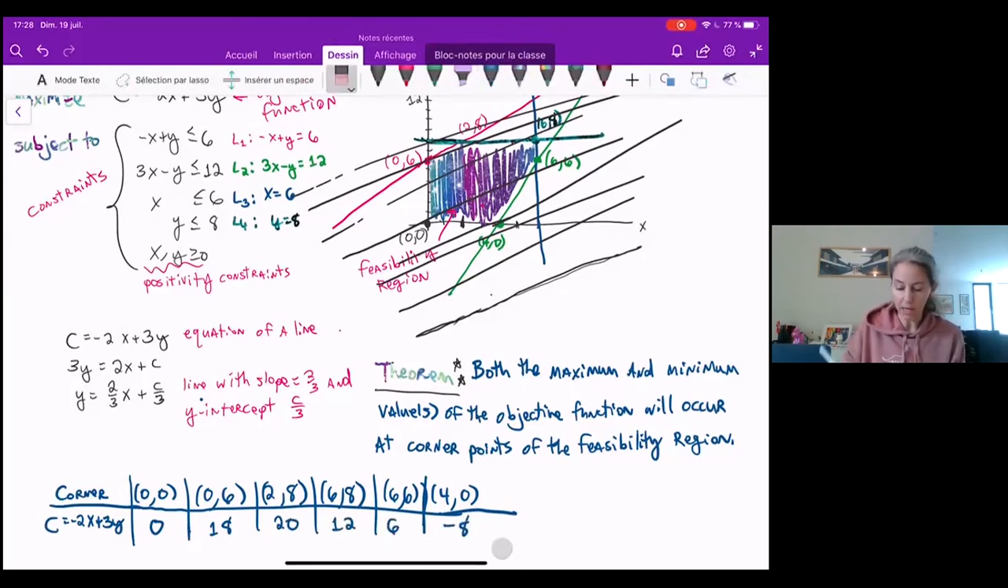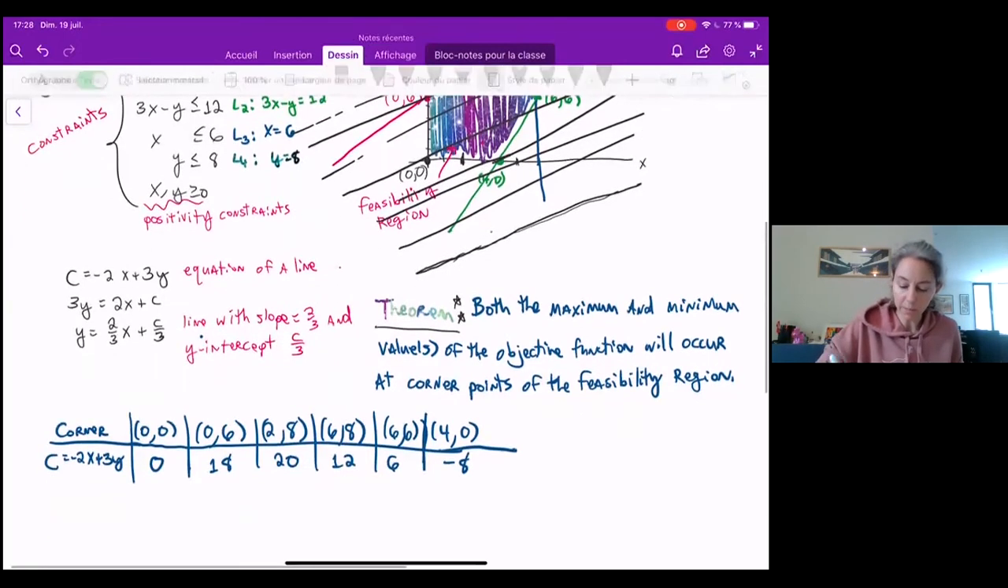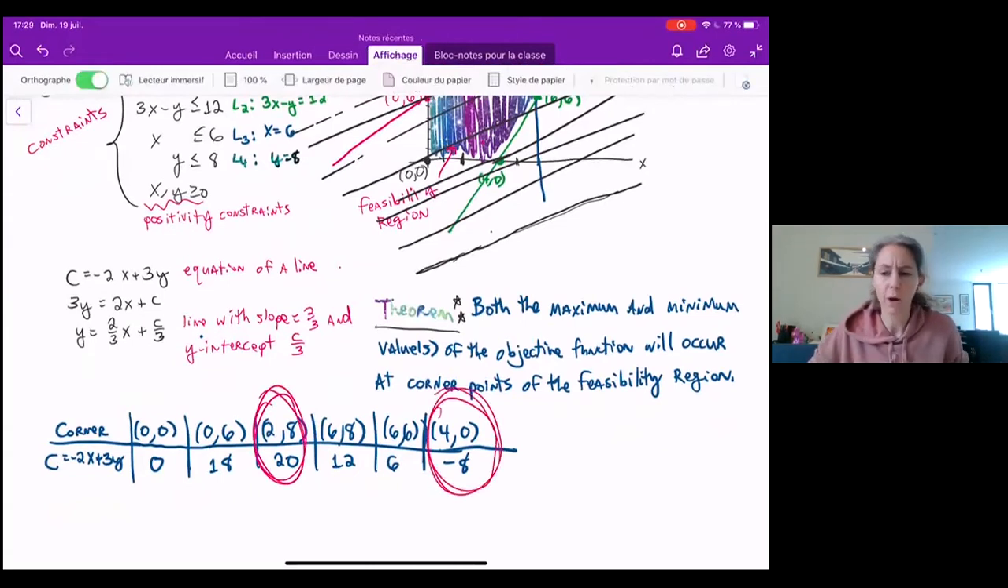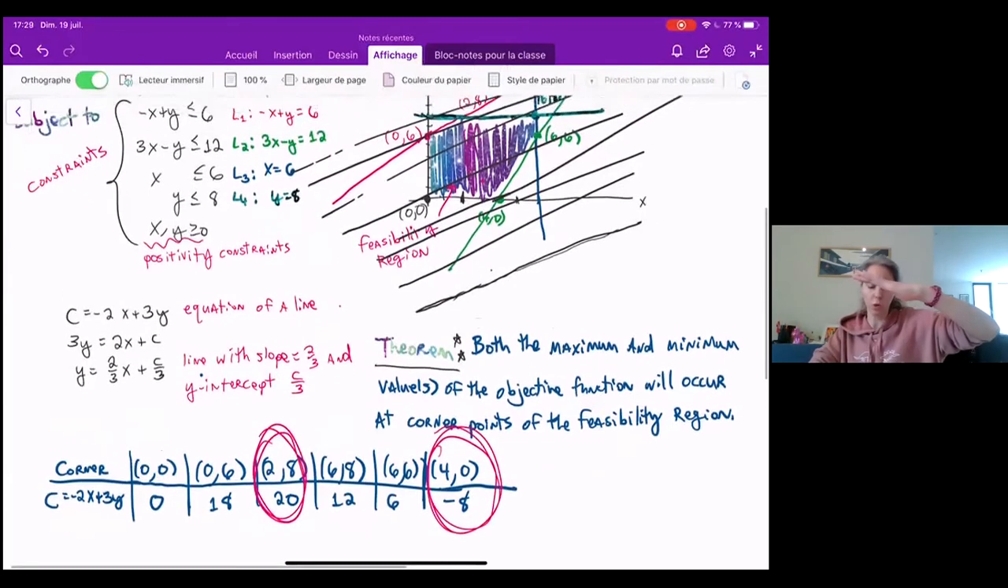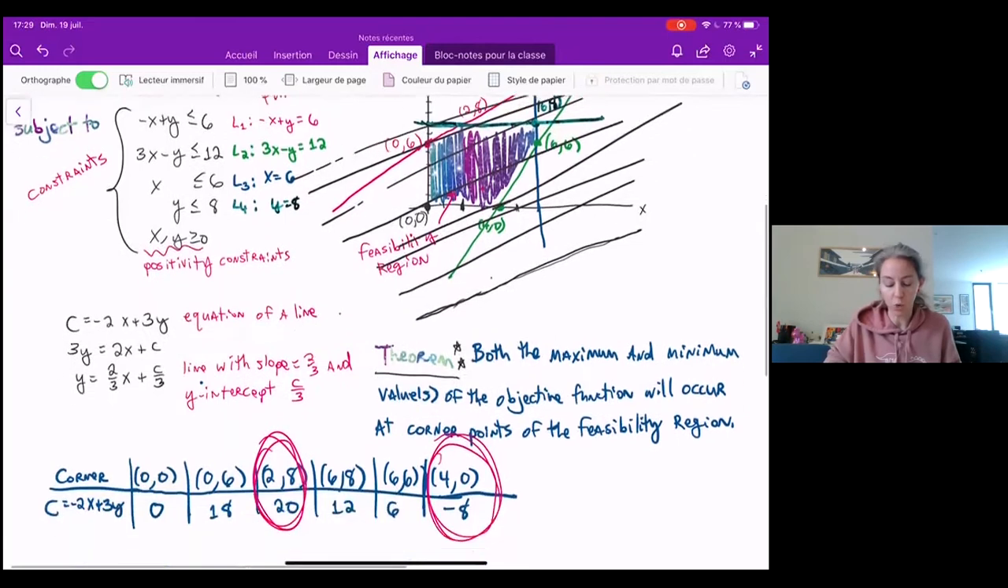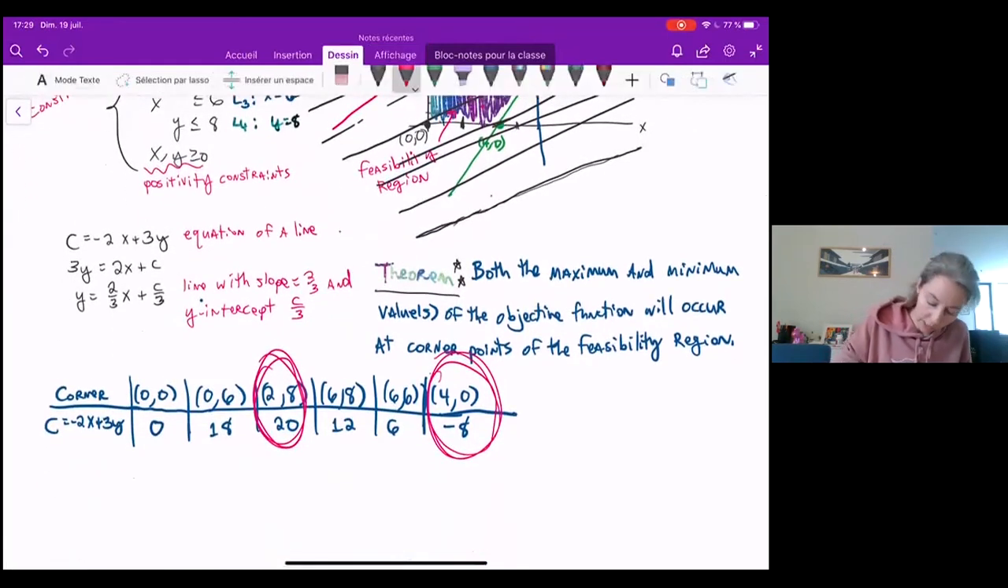And what I can see here is that the maximum C value occurs at (2, 8), and the minimum C value occurs at (4, 0). So if we go back up here and look at this line that was floating through the region, we did indeed see that the first place it was going to hit with a slope like that was (4, 0). And notice the last place that it hit on its way out would have been (2, 8). So it makes sense that (2, 8) is the maximum. So in other words, this right here is the maximum for C, and this right here is the minimum for C.